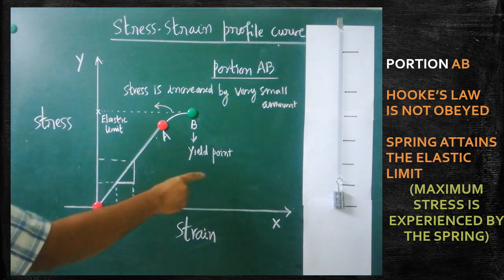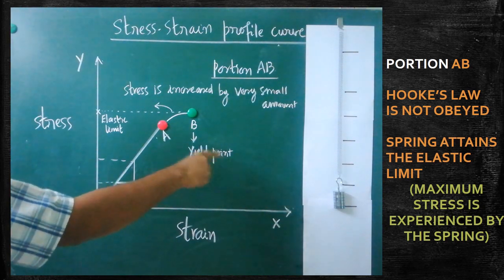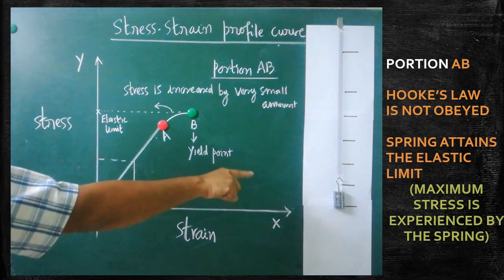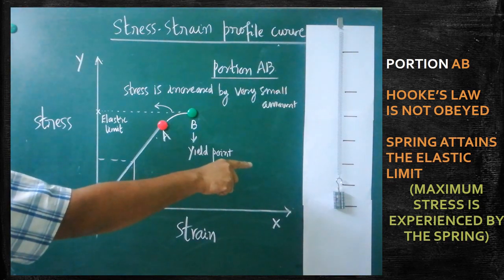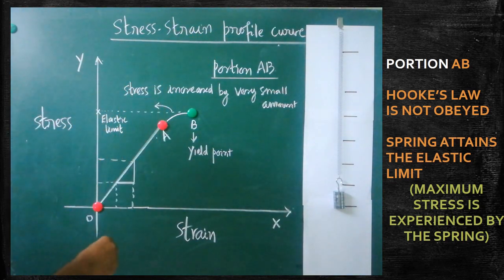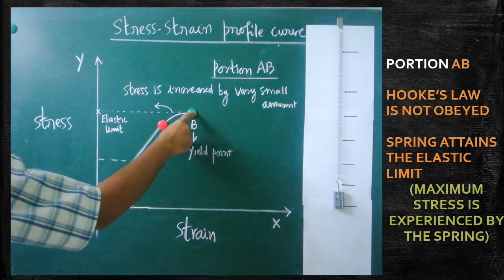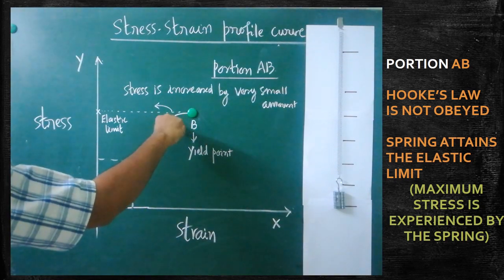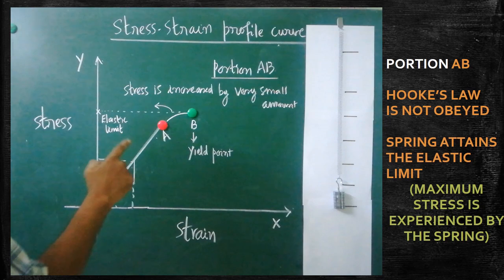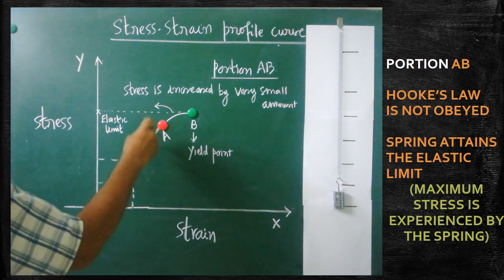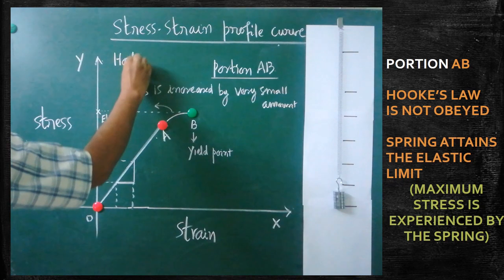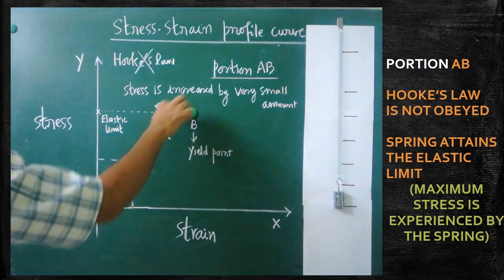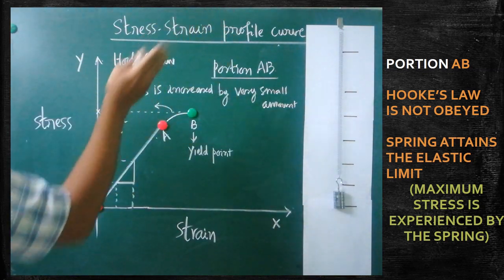And one more thing: if all loads are removed, again it will reach the same length. If all loads are removed one by one from the experimental arrangement, it will go back to the same normal condition. So up to this, the body is within the elastic limit. But in this region, Hooke's law is not obeyed. In between the region A and B, Hooke's law is not obeyed. That is very important. Hooke's law is not obeyed in this region because it is not a straight line, but it may come back to the same position.